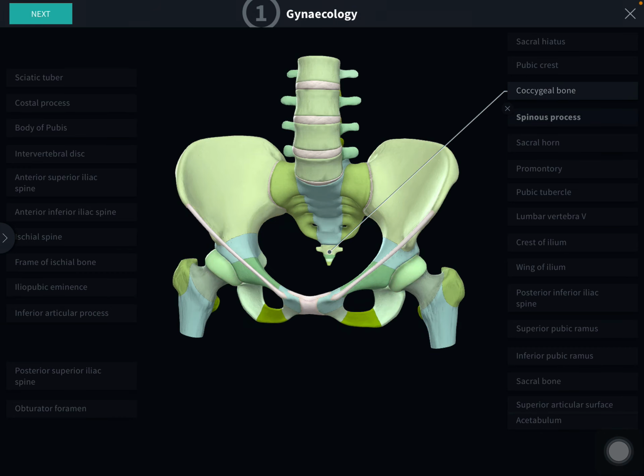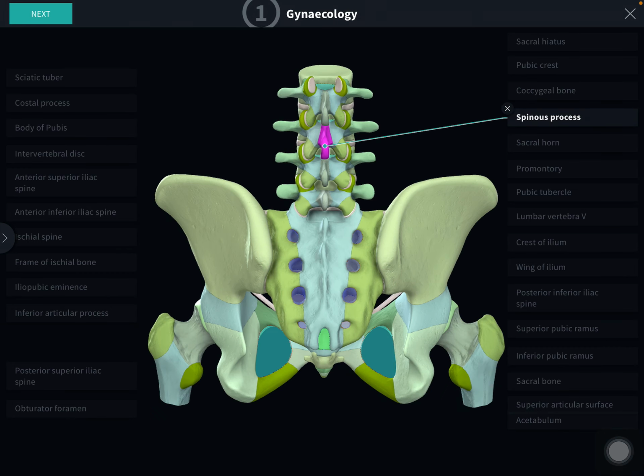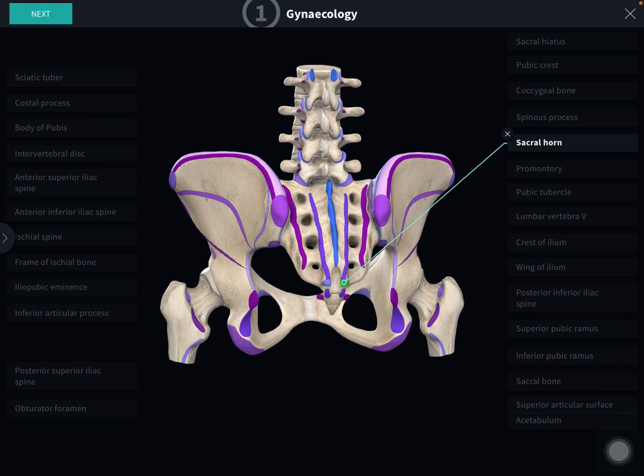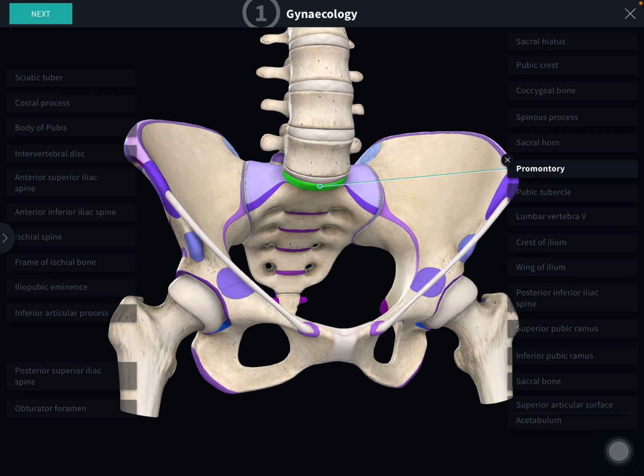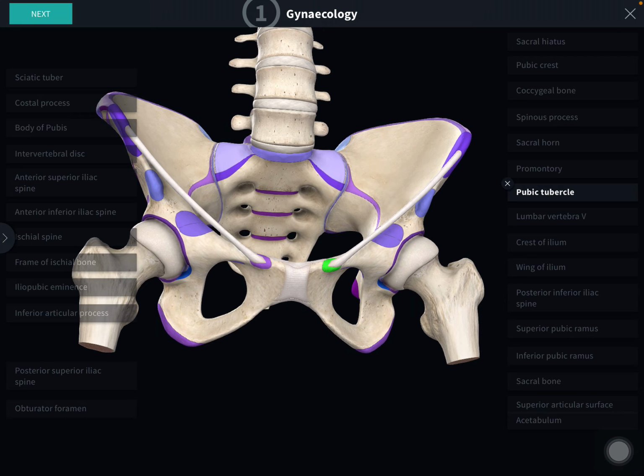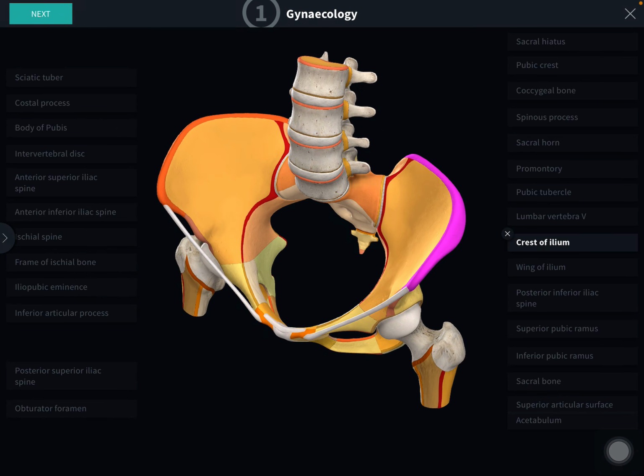Coccygeal bone. Again, spinous process does not belong to the bony pelvis. It is a part of the lumbar vertebra. So this is the sacral horn or cornu. This is the promontory, the prominent part of the first sacral vertebra. It is the pubic tubercle. Lumbar vertebra we have already seen. So that is the crest of the ilium, your iliac crest.